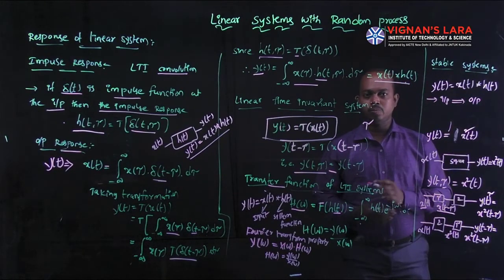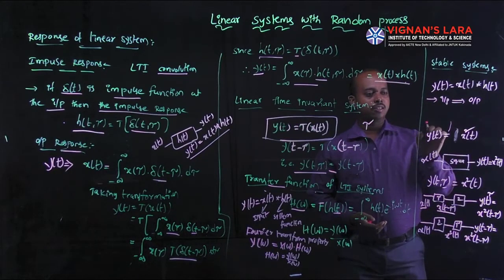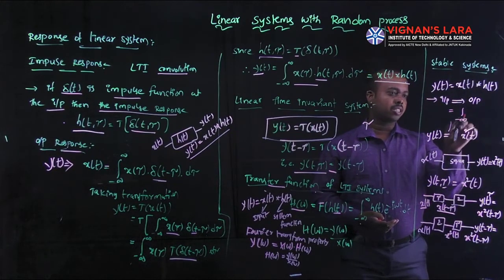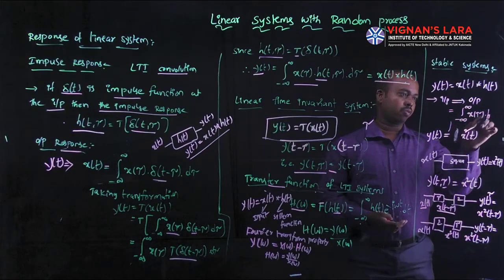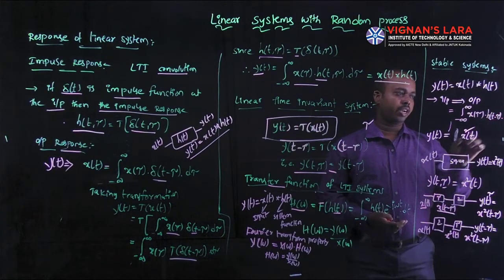The system is said to be a stable system. In terms of equations, we can write the convolution between these two as the integral from minus infinity to plus infinity of x of tau into h of t minus tau d tau.